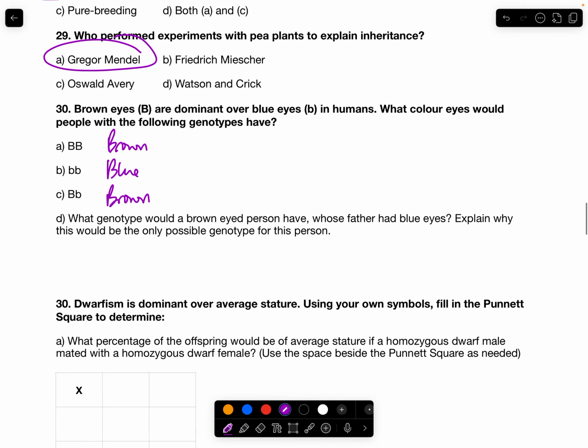What genotype would a brown-eyed person have whose father had blue eyes? Well, they've got brown eyes, but dad must be small b, small b. That's recessive. The only kind of allele that they can get from dad is small b, but they've got brown eyes, so they must be big B, small b. Why? Because small b is recessive to big B.